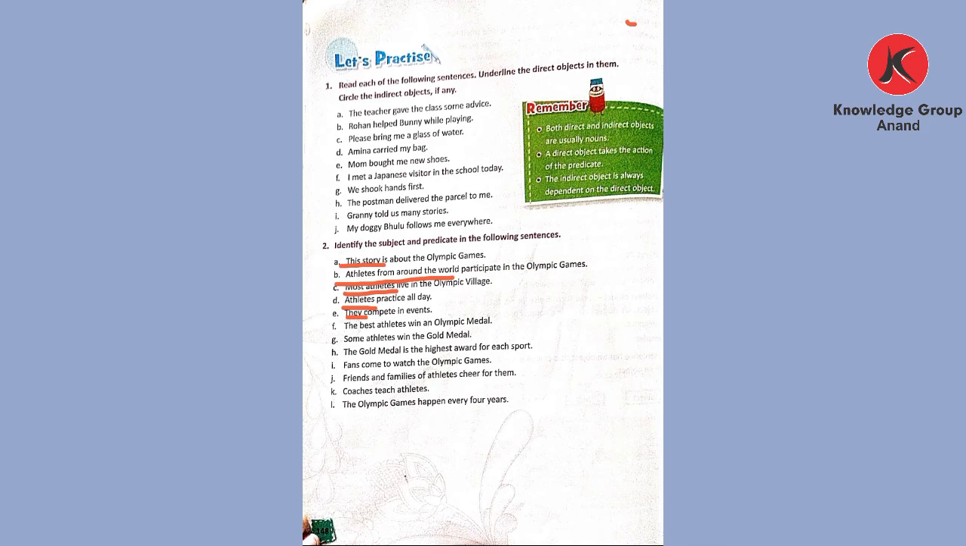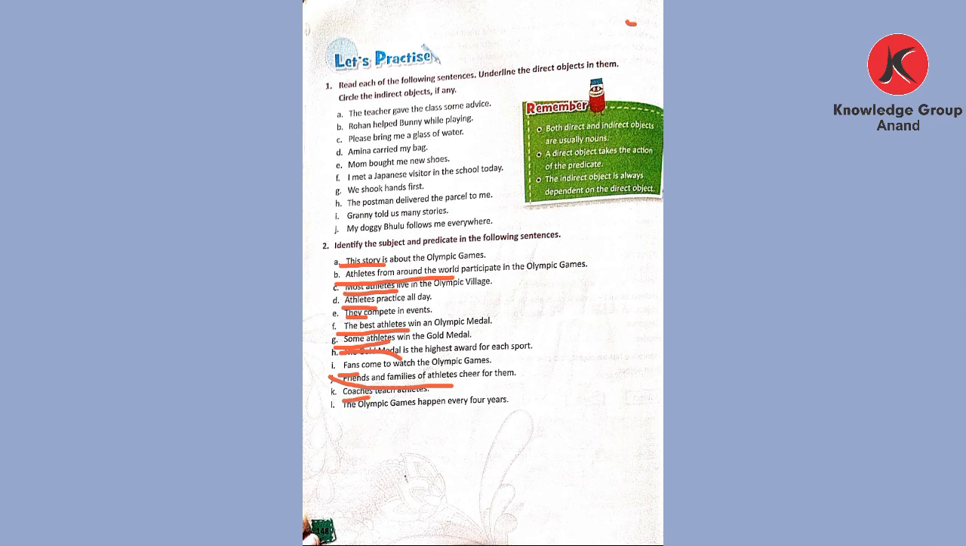The best athletes win an Olympic medal. So the best athletes is the subject. Some athletes win the gold medal. So some athletes is the subject here. The gold medal is the highest award for sports. So the gold medal is the subject here. Fans come to watch the Olympic Games, so fans is the subject here. Friends and families of athletes cheer them up, so friends and families of athletes is the subject. Coaches teach athletes to coach.